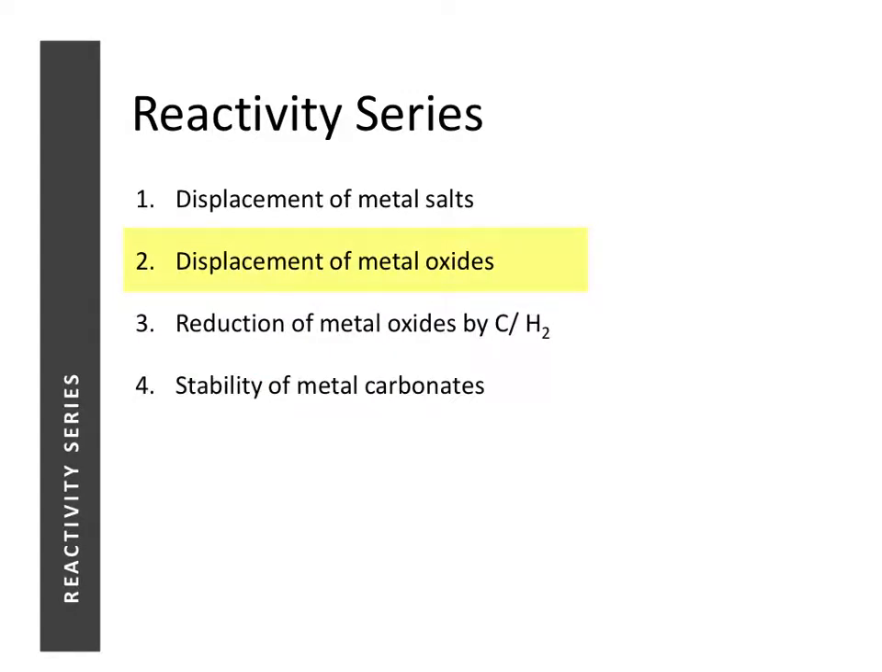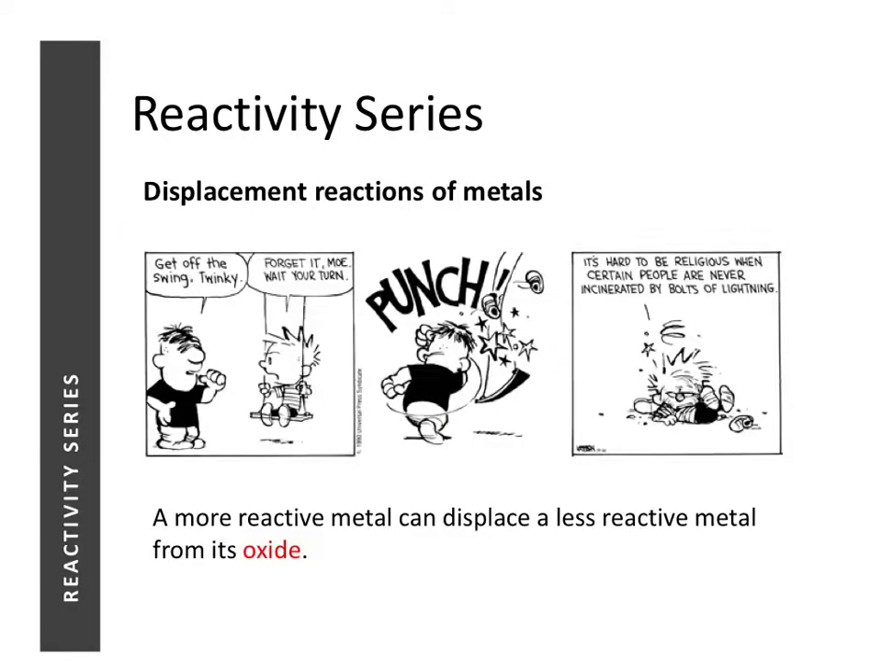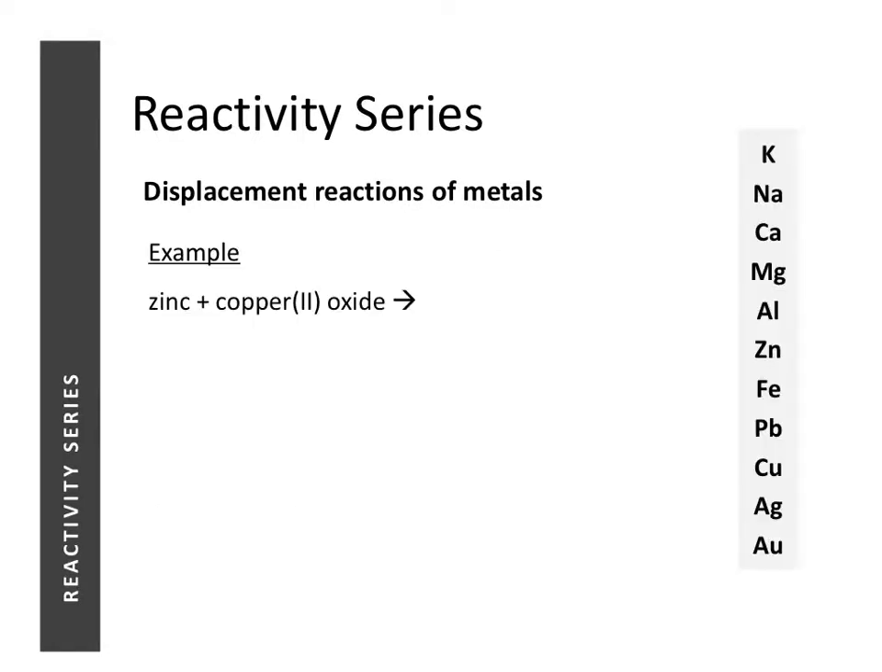The next thing that we can use the reactivity series for is to predict the displacement of metal oxides. Again, this is very, very similar to the displacement of halogens, to the displacement of metal salts. As we have learned, a displacement reaction is one where a more reactive metal displaces a less reactive one from its oxide, in this case.